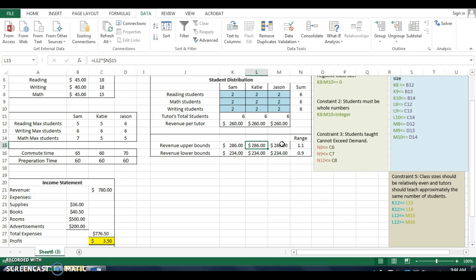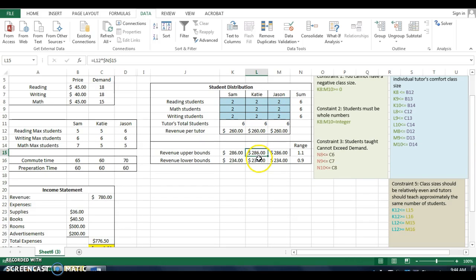So what this did is it kind of forced Solver to spread the students instead of just putting them all in Jason's class or all in Sam's class first. Eventually, Sam's revenue would be so much higher than Katie's that it would start to put revenue in Katie's class, and then Katie's revenue would get too high, and it would start putting students in Jason's class. And so we will see how that works in a little while.